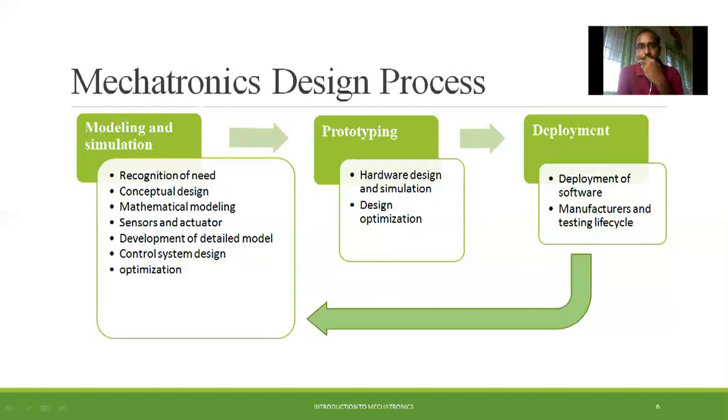And after getting the perfect categorization of results from this modeling, we'll move on to the prototype. Prototype is an intelligent immersion of hardware design and simulation. So, fixation of this hardware device and design optimization, that is, the geometrical considerations that exist for an overall component need to be minuted. This has to be digitized to some extent.